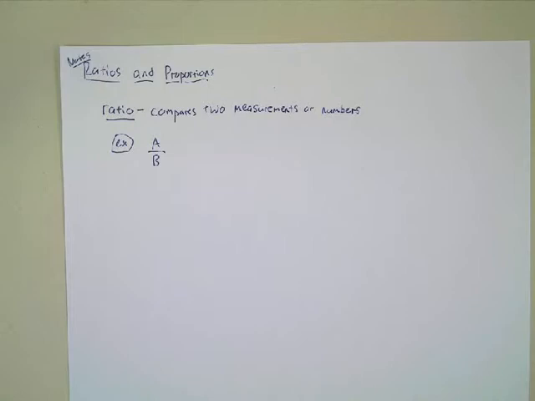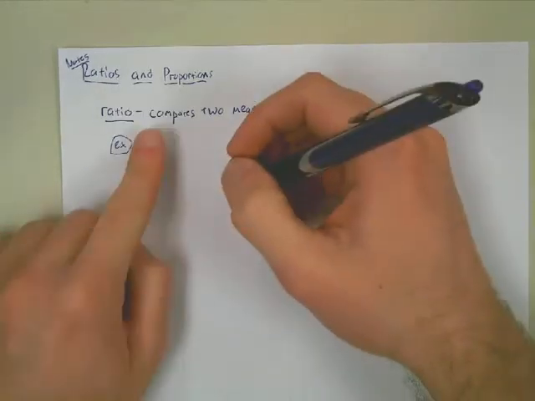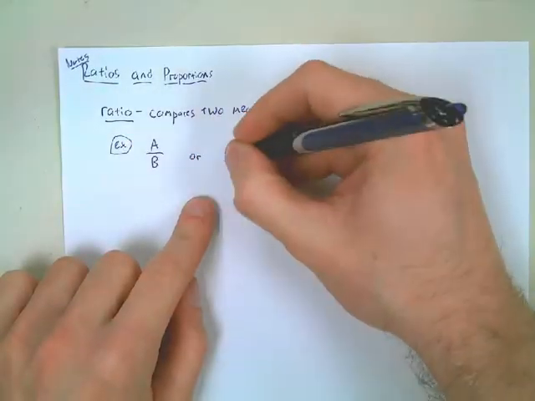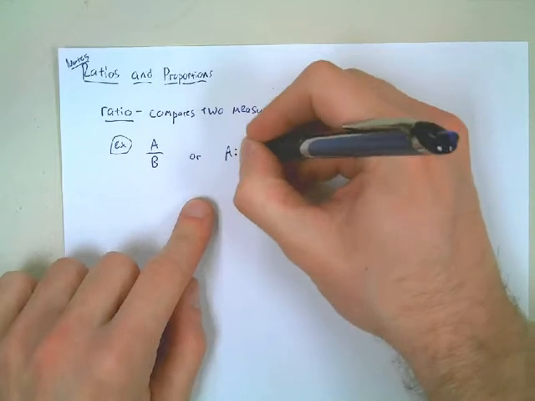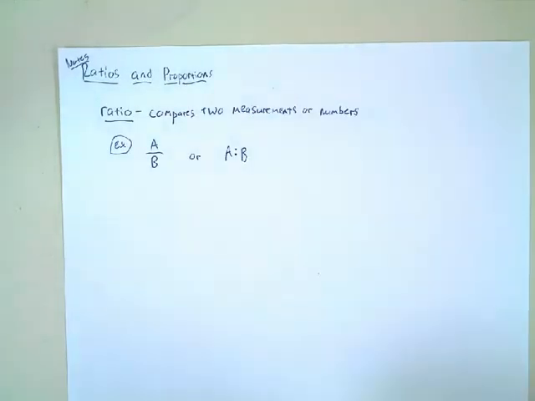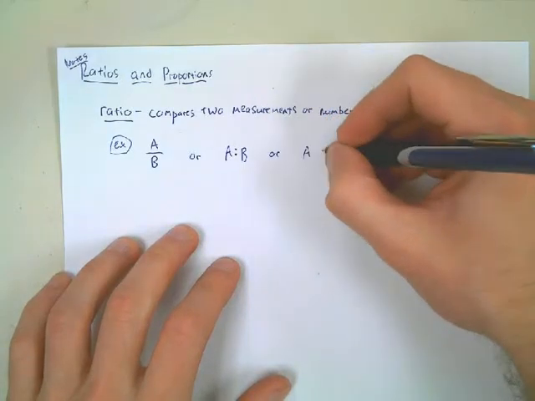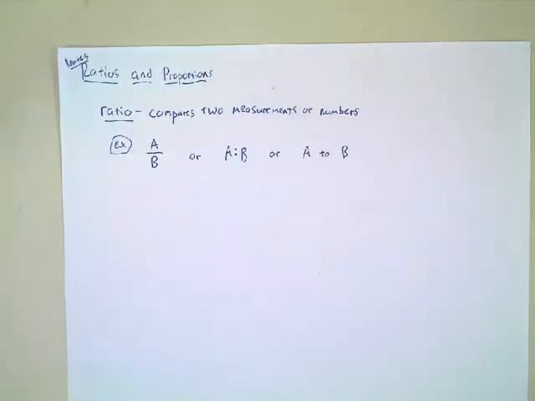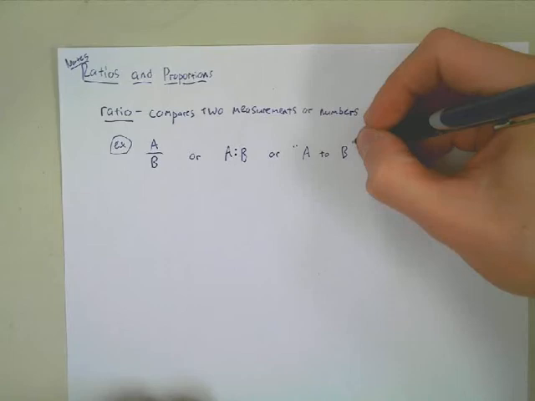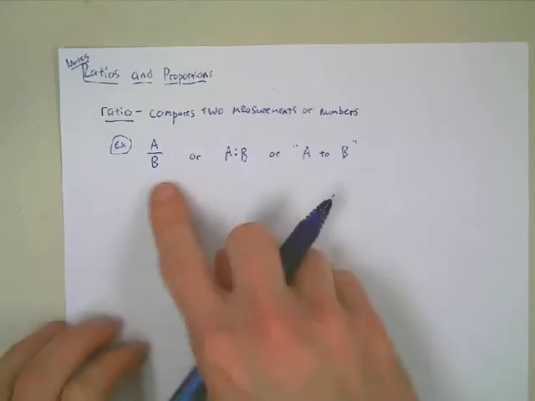Listen up, please. All right, A over B, or A colon B. This is another way to write a ratio. Or you can write a ratio using the phrase like A to B, like that. Wait, I thought ratios were those two fractions. These are all different ways to write a ratio.